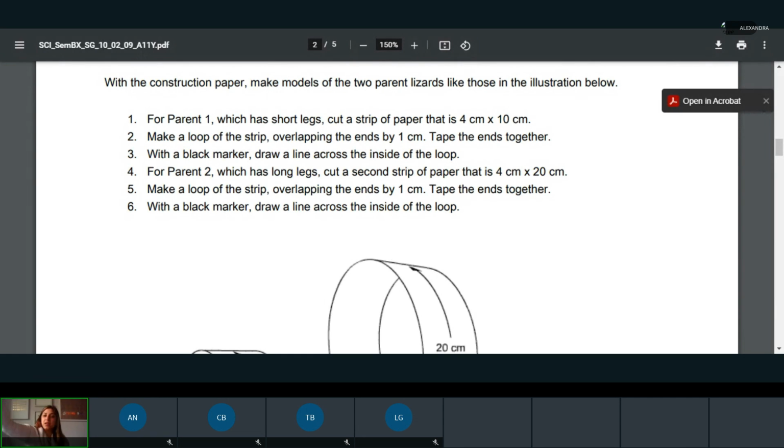Go ahead and do that. It should not be a diagonal. I don't know what you mean, Christian. It should not be a diagonal. It should be straight across. So you should be measuring it and then drawing a line. You're just drawing a line right now.